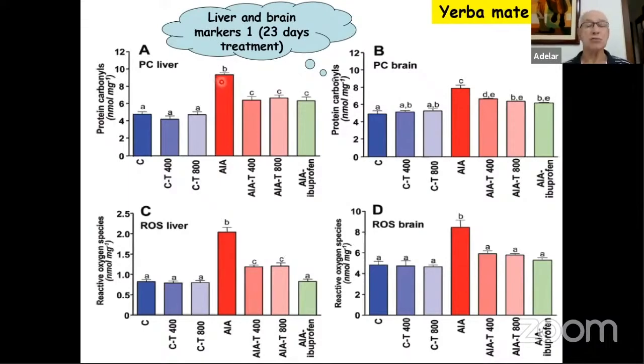Protein carbonyls are increased in the liver as well as in the brain. ROS levels are increased in the liver as well as in the brain, and treatment with the extract decreases these levels. It does not really normalize these levels, and apparently increasing the dose will not increase the effect, but there is an effect, a decreasing effect, a normalizing tendency, when arthritic rats are treated with these extracts.